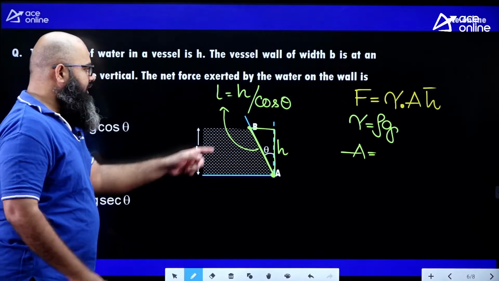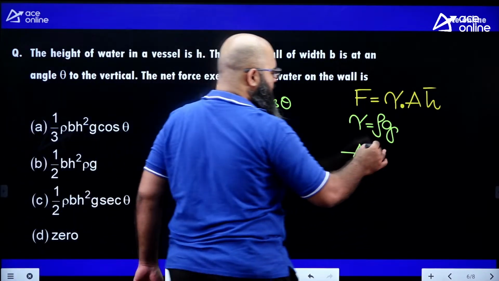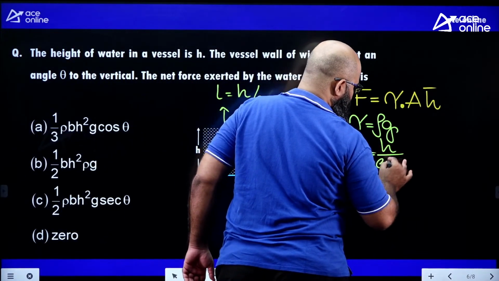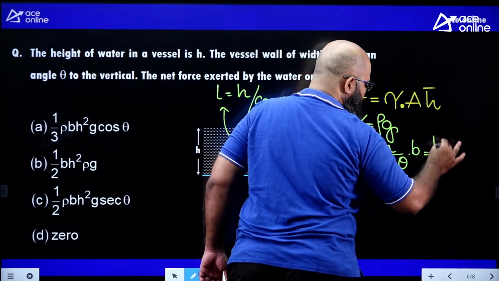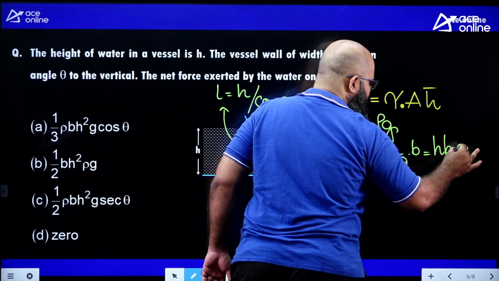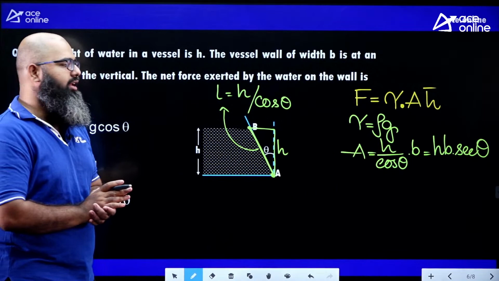So now I can say the value of area is L multiplied by B, that is equal to h by cos theta multiplied by B. In other words, you can say h b secant theta. This is the value of area.